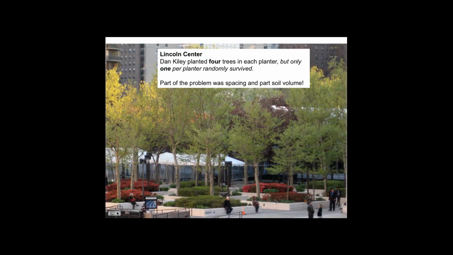So at Lincoln Center, Dan Kiley planted these bosques of trees, and in each one of these planters were 4 sycamores or plane trees. And they basically died out so that there was only 1 tree per bosque, and that dying out process was random throughout the stand, not exactly what was intended.